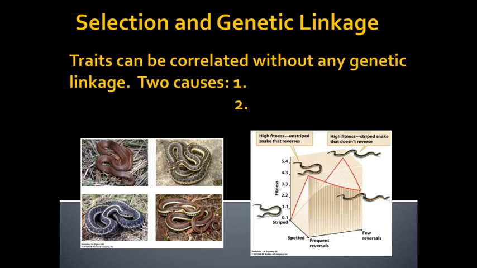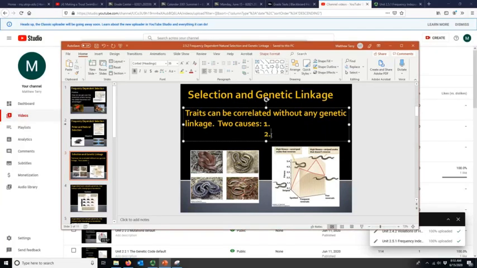However, there are instances where traits can be correlated together. Now, I've listed two here. This is actually a mistake on the slide. I forgot to change it before I uploaded it. So actually, there's only one cause that we're going to talk about. There are others too, but this is the only one. Traits can be correlated without genetic linkage if they need to be together to provide an advantage.